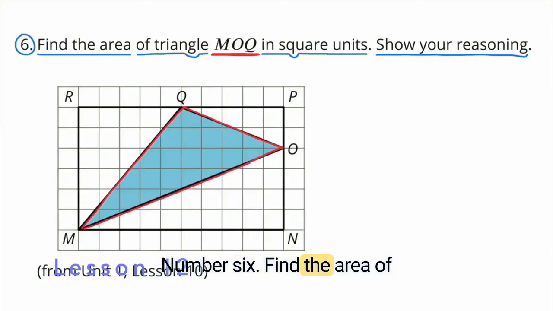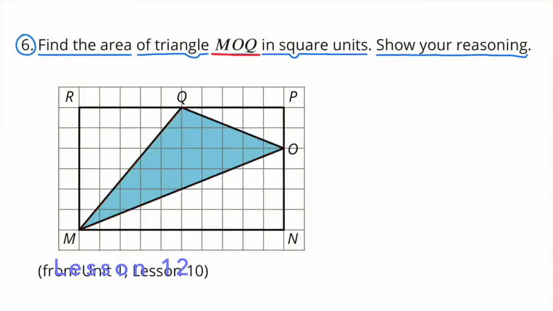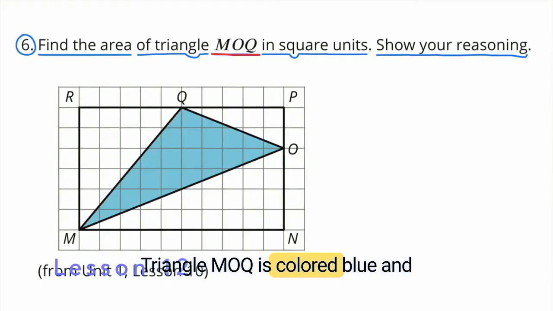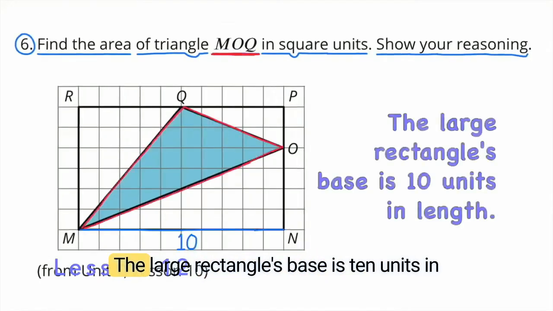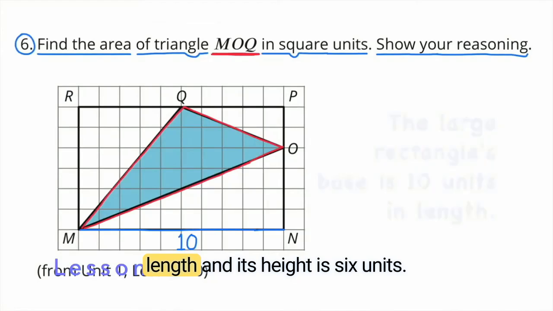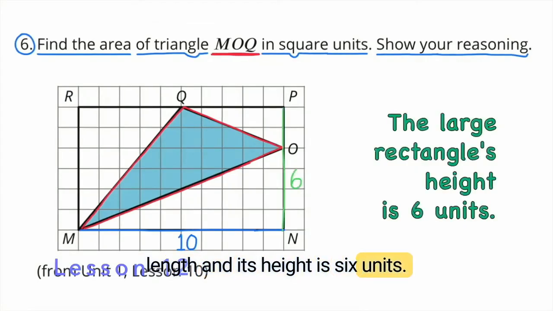Number 6, find the area of triangle MOQ in square units. Show your reasoning. Triangle MOQ is colored blue and it sits inside a larger rectangle. The large rectangle's base is 10 units in length and its height is 6 units.